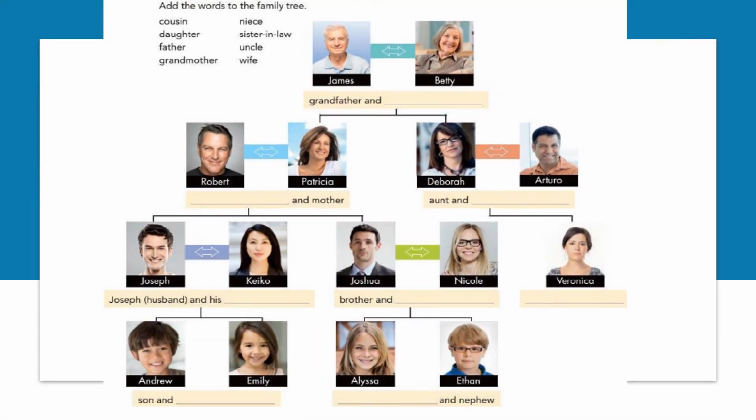In your book, in the first exercise of Unit 5, you have a family tree about Joseph's family. Take some minutes to complete the blanks in this family tree. You have the vocabulary in the list: cousin, daughter, father, grandmother, niece, sister-in-law, uncle, and wife.